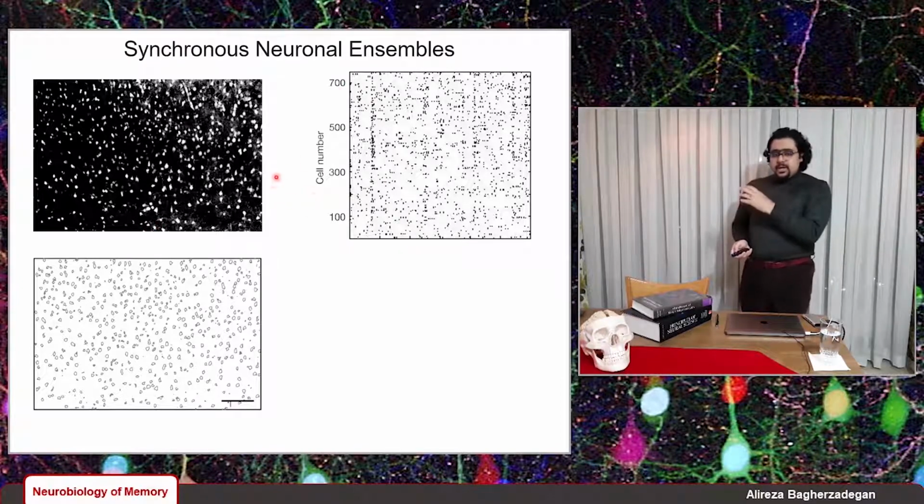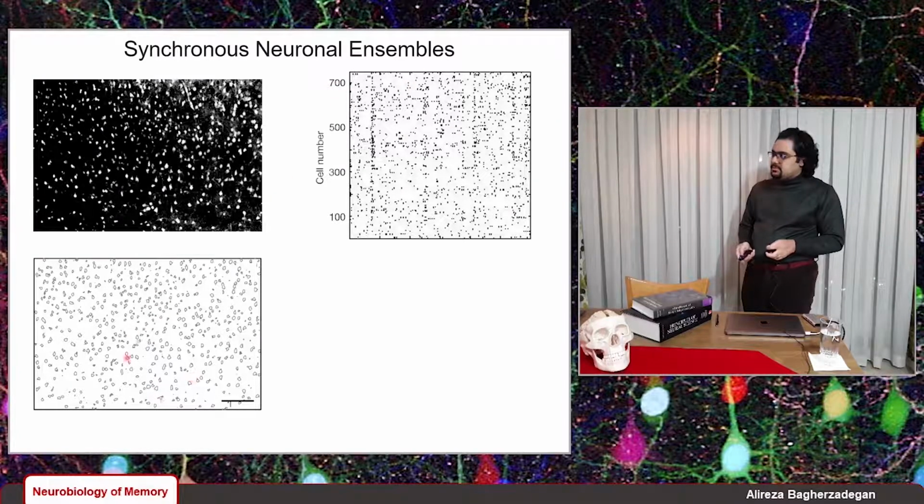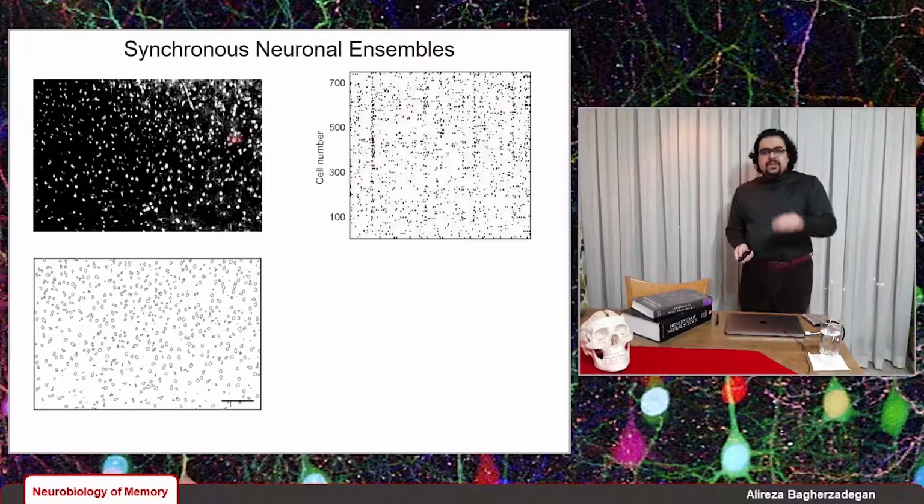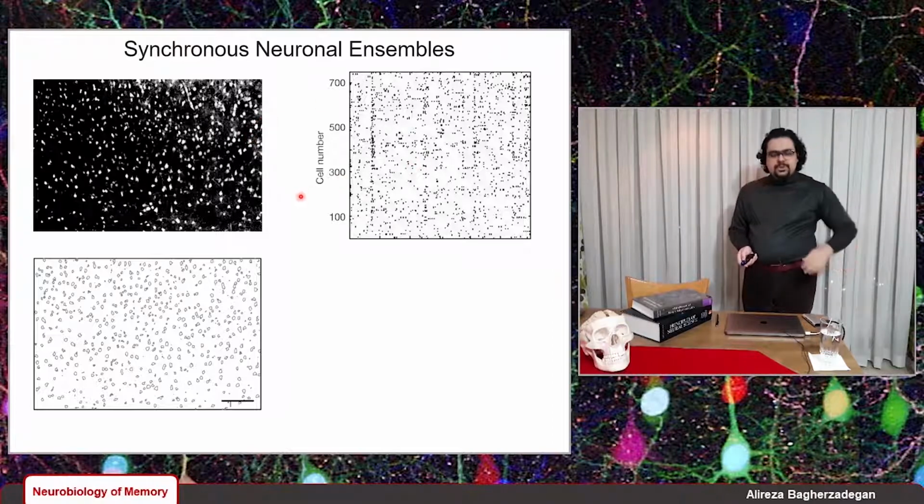So this is a raster plot. It's a fantastic way to demonstrate a lot of different features of those neurons that fire together. In a raster plot, each row represents a neuron, and you can see we have approximately 700 neurons, because this is the raster plot for these two images. Each row represents a single neuron, and each one of these marks represents a calcium transient. Sometimes each mark represents an action potential or firing.